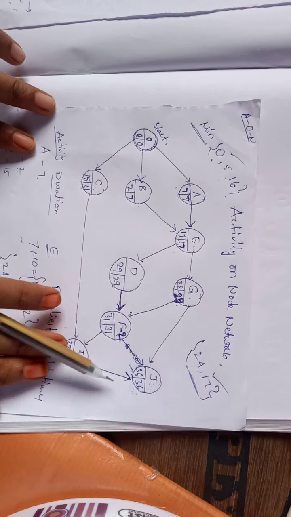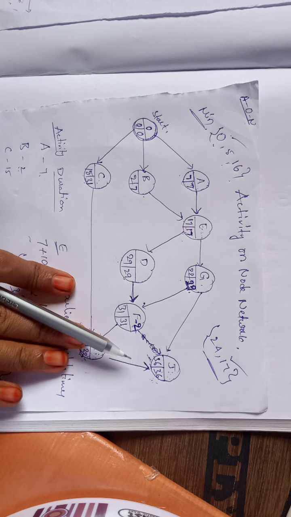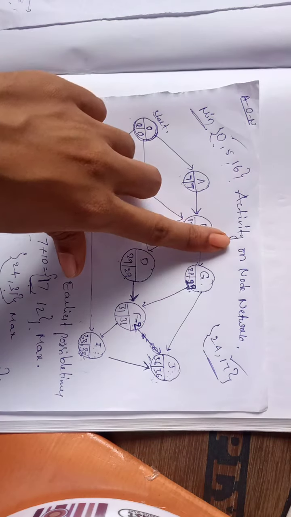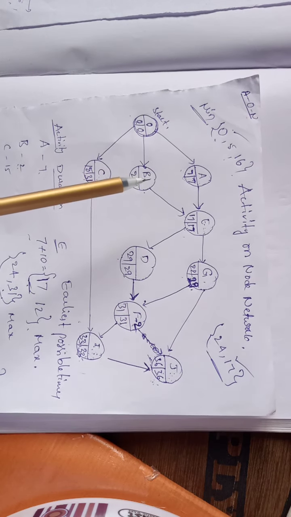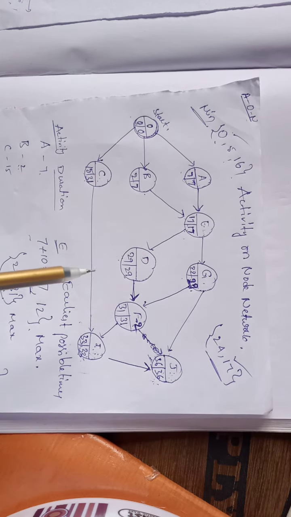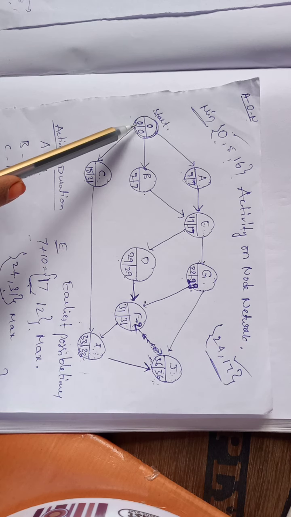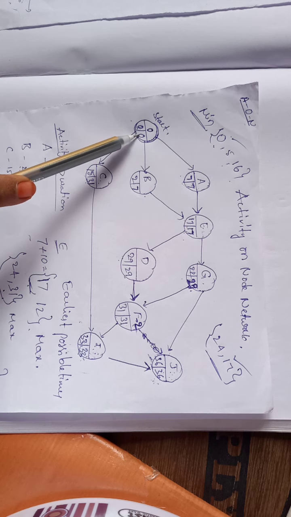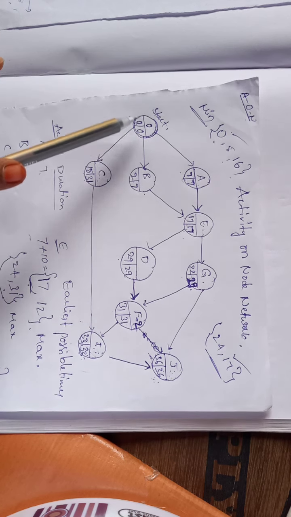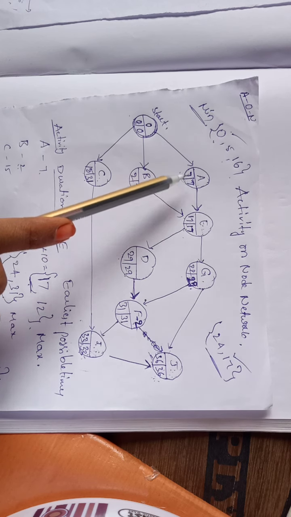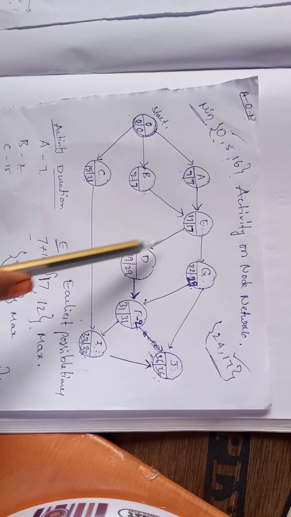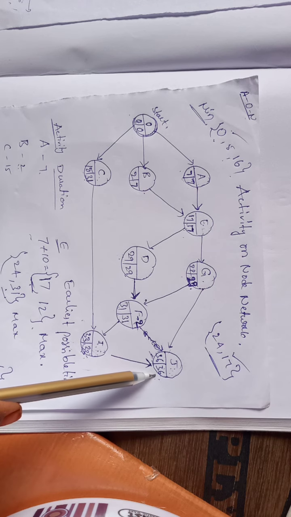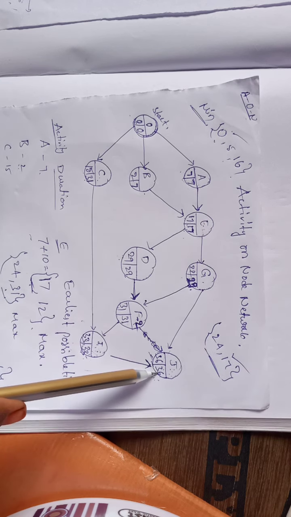So this is how we need to calculate the forward pass and backward pass, latest and earliest times for a given activity on node network diagram. And also using this we can estimate the critical activities, for which activity the slack is going to be 0. See here, for the activity 0, that means starting event, the slack is 0. For the activity A it is 0, and E it is 0, and D it is 0, F it is 0, and I also it is 0, and J it will be 0.